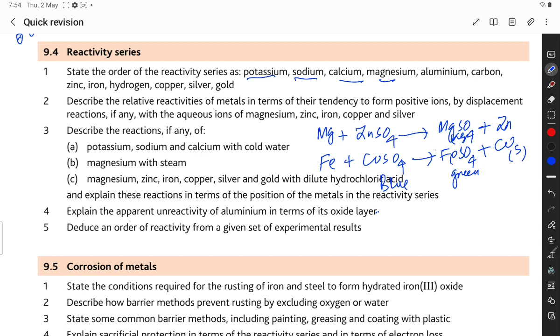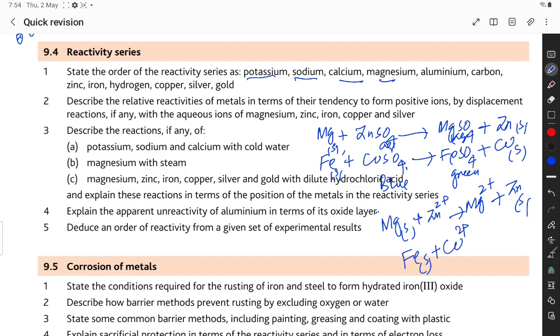This is aqueous, this is aqueous, this is solid, this is solid. The ionic equation of this reaction is magnesium solid plus zinc 2 positive ion gives magnesium 2 positive and zinc solid. Similarly, iron Fe solid plus Cu2 positive forms Fe2 positive and Cu solid. These are the ionic equations of these reactions.